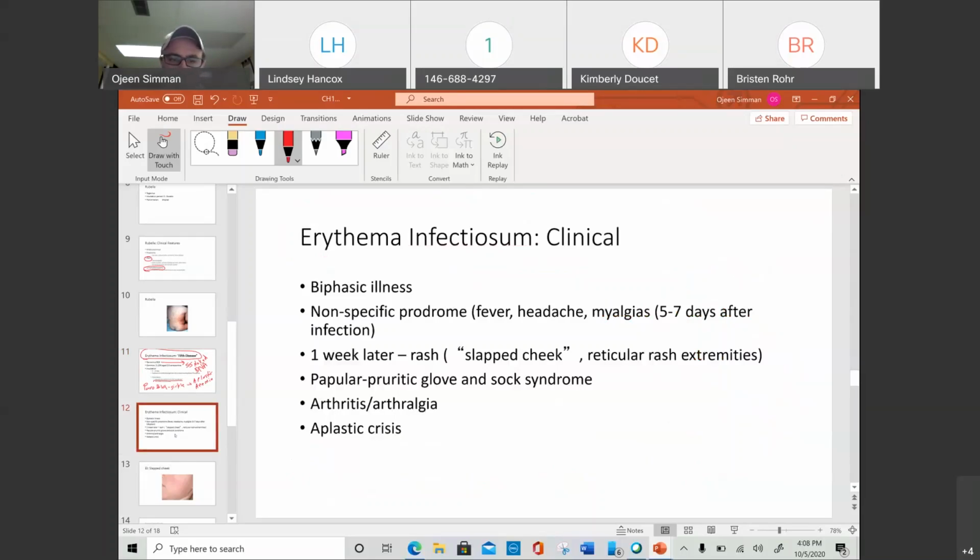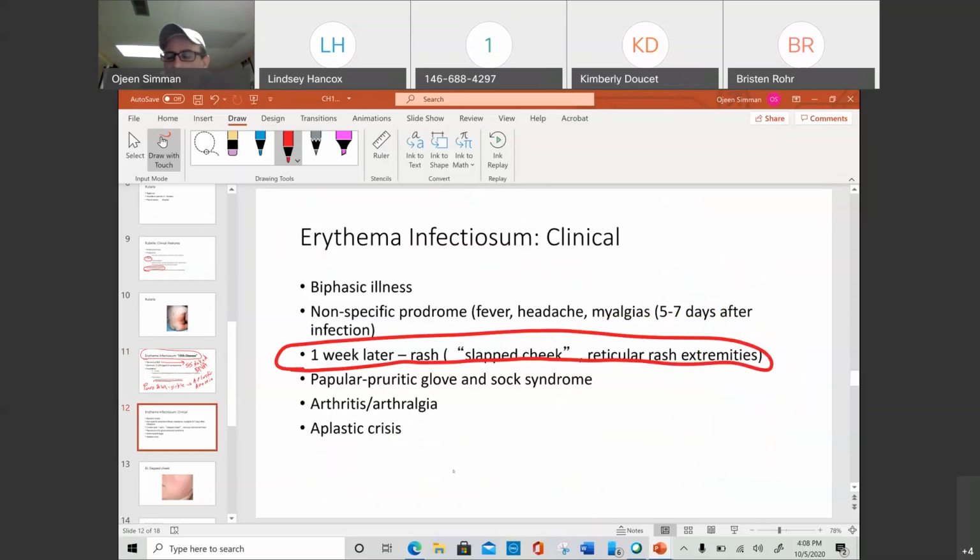So other important things to associate. Slapped cheek appearance. A lot of times in the doctor's office, the doctor gets suspicious for child abuse because of the way this rash looks, so it can be confused with that. It can also present as a papular pruritic glove and sock syndrome, which means that the rash affects the hands and the feet.